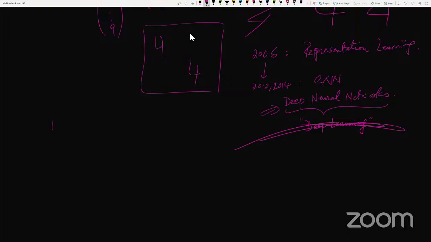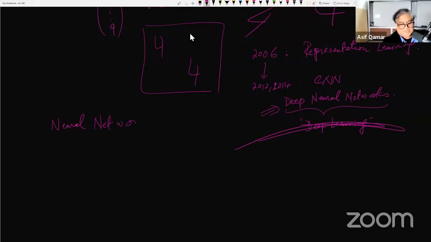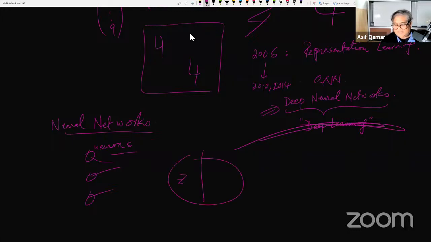See, guys, neural networks are these nodes. They are made up of neurons, right? We do remember the neurons. What do they contain? They contain a Z and an activation of Z. So far, so good, right?